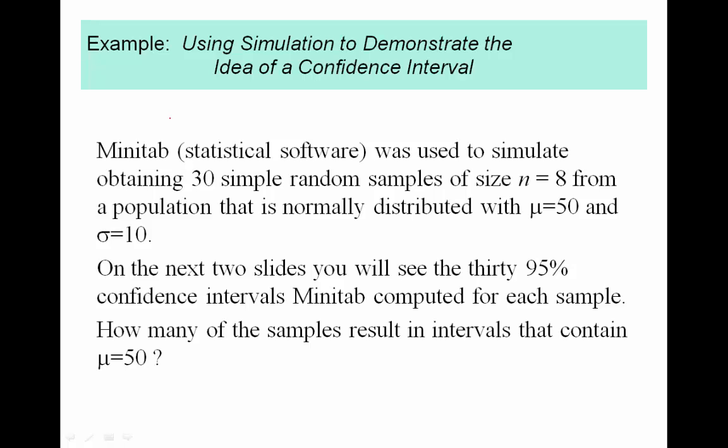Well, if there are 30 samples, 95% of those would be 28.5. So since it's a fraction, we know we're not going to get 28.5, but there should just be 2 or 3 of those intervals that don't contain the true mean if all of this theory is correct.